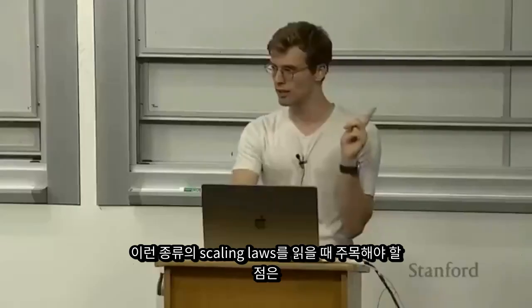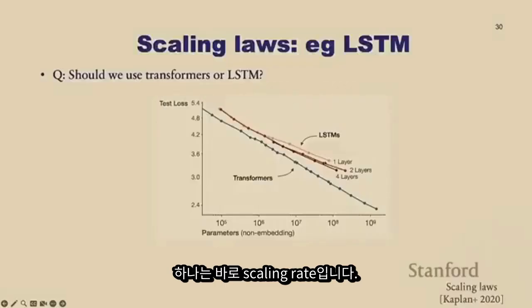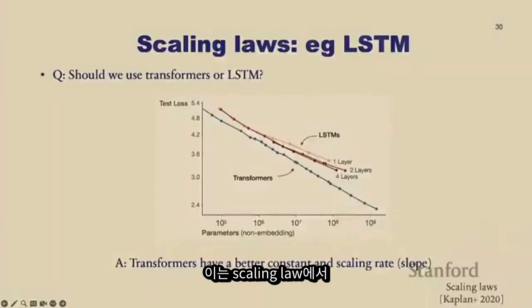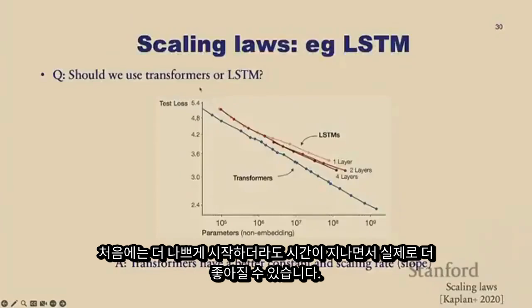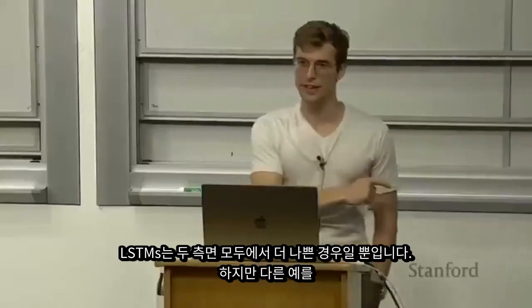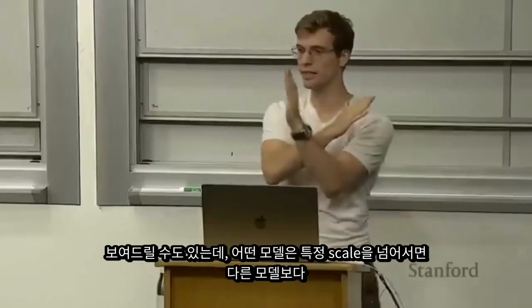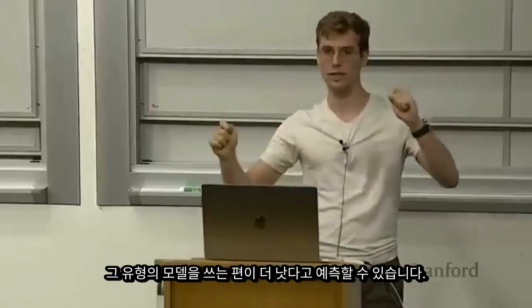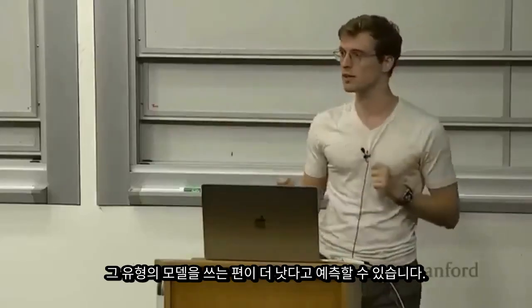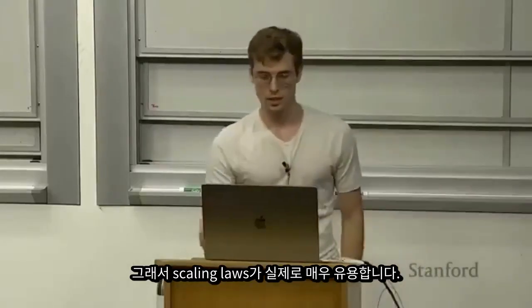One thing to notice when you read these types of scaling laws is that there are two important things. One is your scaling rate, which is the slope of the scaling law. The other thing is your intercept. You could start worse, but actually become better over time. It just happens that LSTMs are worse for both. But I could show you another one where you can predict that after a certain scale, you're better off using that type of model than others. So that's why scaling laws are really useful. Any questions on that?